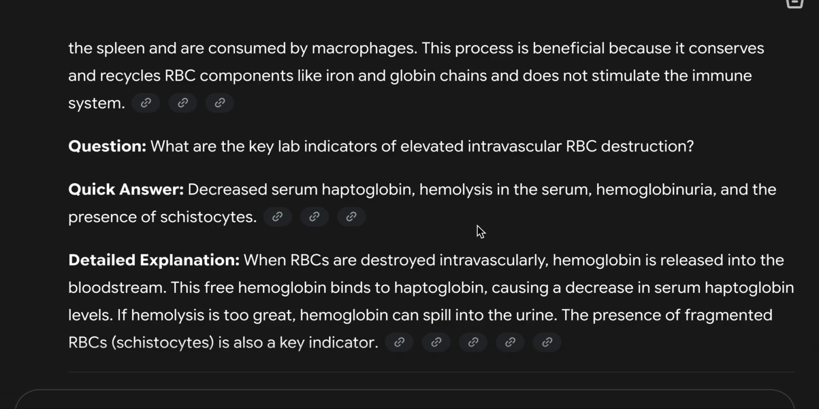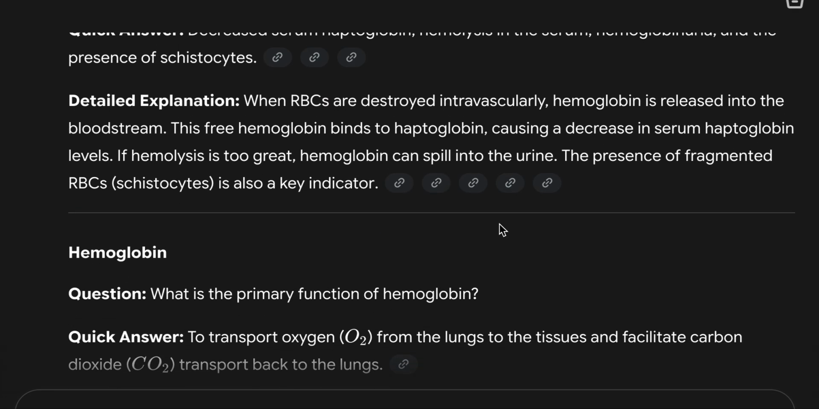If hemolysis is too great, hemoglobin can spill into the urine, and that's what hemoglobinuria is. And the presence of fragmented red blood cells or schistocytes is also a key indicator. So you're just going to see the fragments of the red blood cells floating around. You'd see that on a blood smear as the schistocytes. And if we see schistocytes, you tell that to the pathologist stat, because it's never normal and that person's in a bad way.